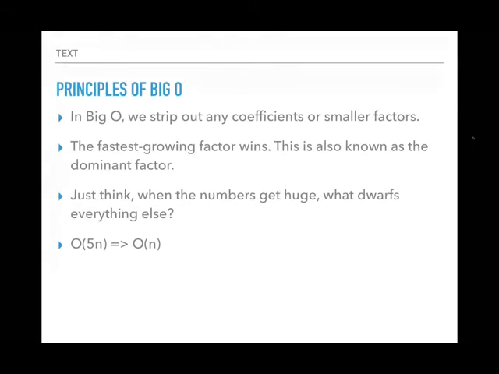So in Big O, we strip out any coefficients. Here we've got a coefficient of 5. This means it's sort of 5 iterations or 5 somethings for each input. We would reduce that to just say O(N). We always strip out any coefficients because they don't matter, right? Because again, we already talked about how counting just kind of sucks.